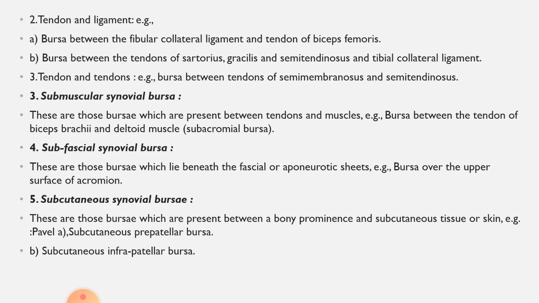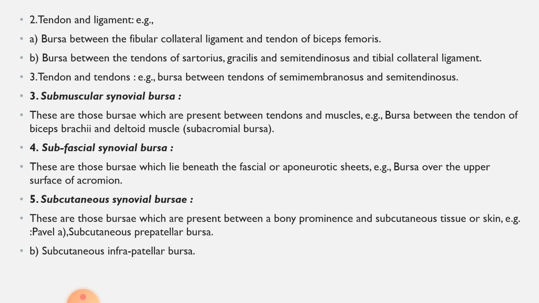The third type is the submuscular synovial bursa. These are bursae present between the tendons and muscles, for example the bursa between the tendon of biceps brachii and the deltoid muscle. So these are the submuscular synovial bursae that can be found between a tendon and muscle, and we will see this in our next slide.